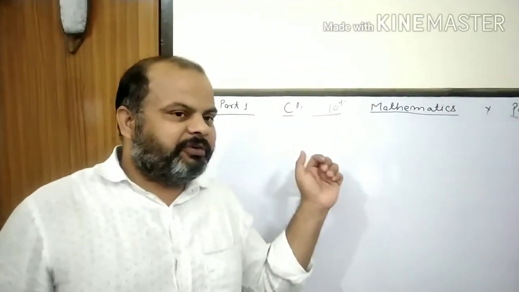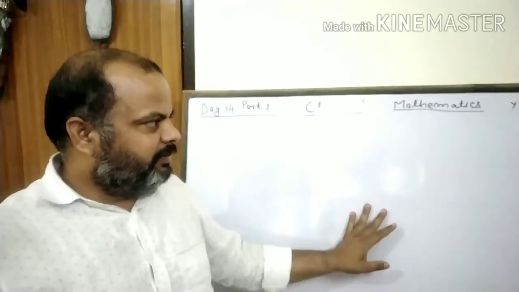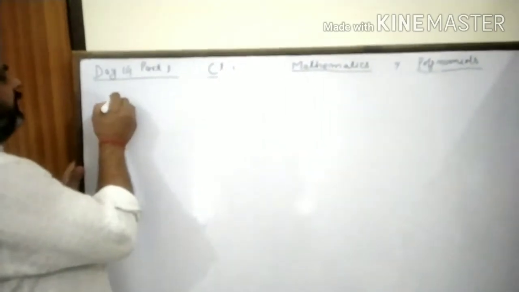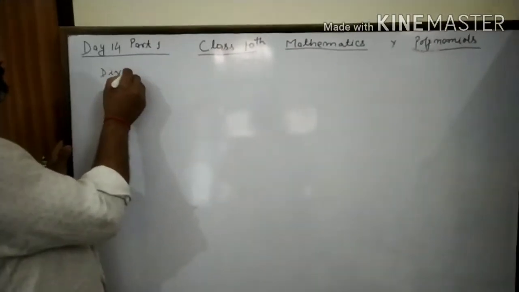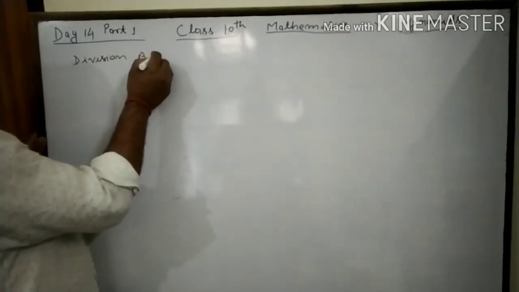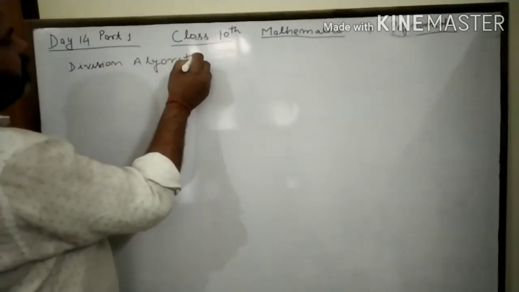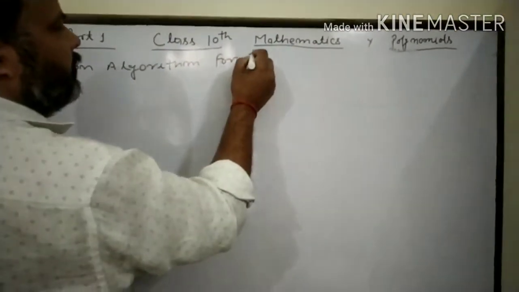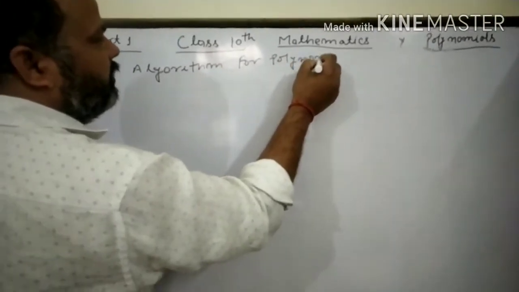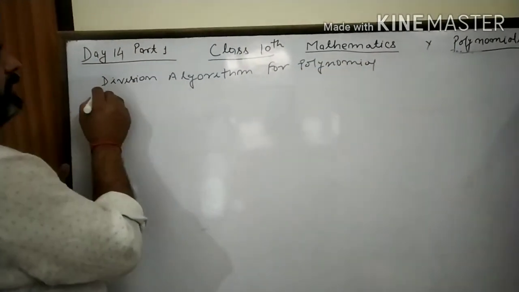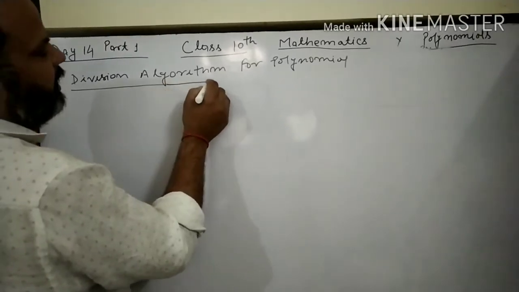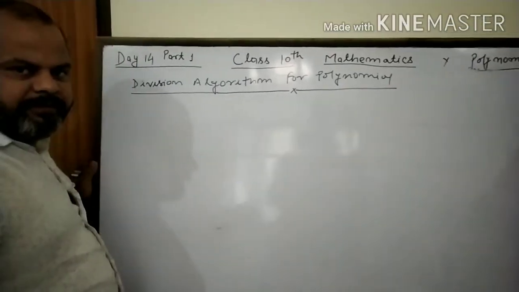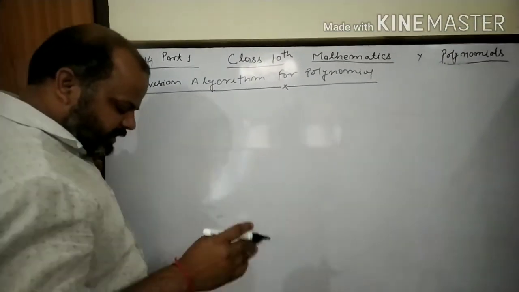Today is day 14, part 1, and it is the last topic in polynomials. The last topic is the division algorithm for polynomials. You already know how we can divide polynomials, or you know the division process of algebraic division. Here we discuss the same.